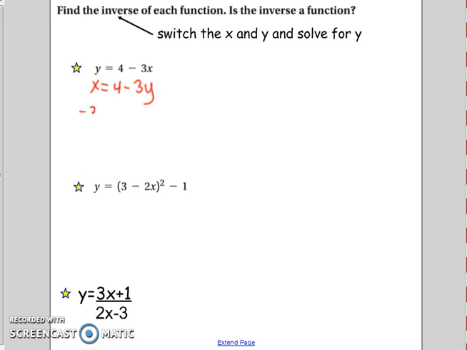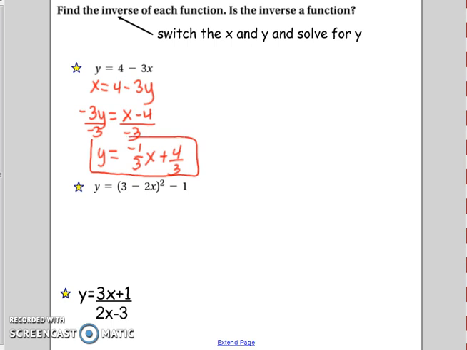So I'm just going to flip the way this is written. So I'm going to say negative 3y equals x minus 4. So all I did right now was subtract 4 on the other side. And then if I divide each side by negative 3, I get y equals negative 1/3 x plus 4/3. So this is my inverse. And my inverse is also a linear. So yes, this is a function.